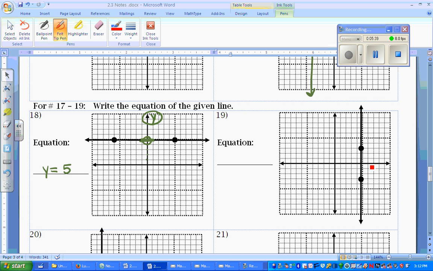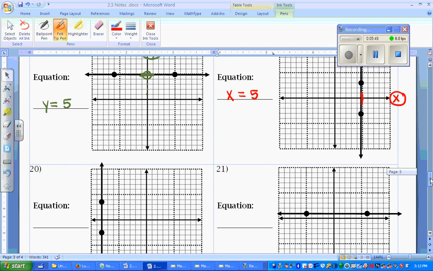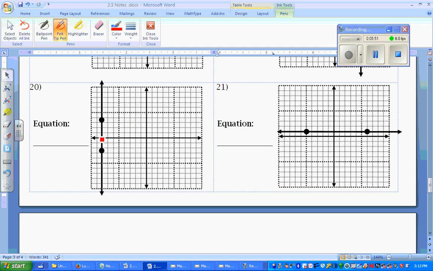In number 19, I'm crossing over the x-axis at positive 5. This equation should be x equals 5. Vertical lines are always x equals. Another vertical line in number 20, passing through the x-axis at negative 8. x equals -8. I'd like you to try the last one on your own.